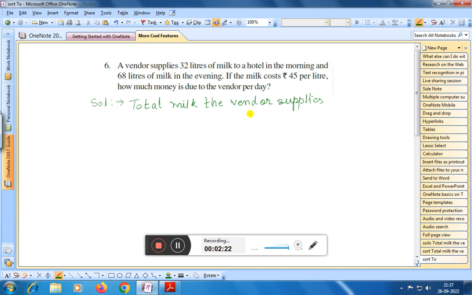Total milk the vendor supplies is equal to 32 liters in the morning and 68 liters in the evening. Therefore, it is equal to, in bracket, that is 32 plus 68 liters.